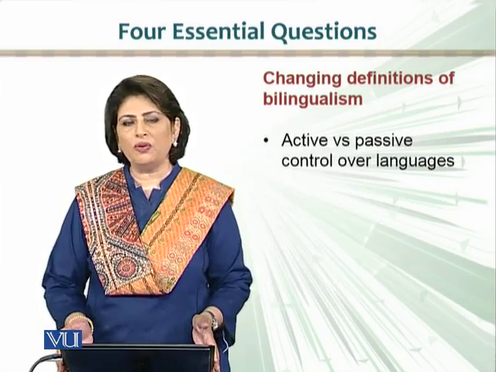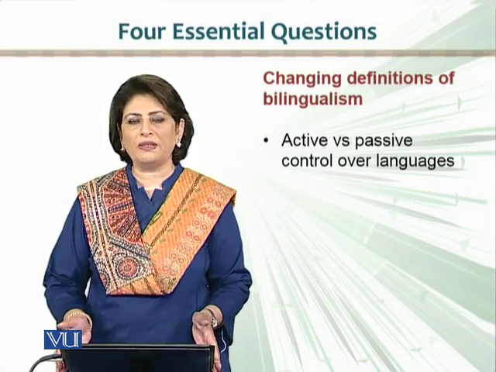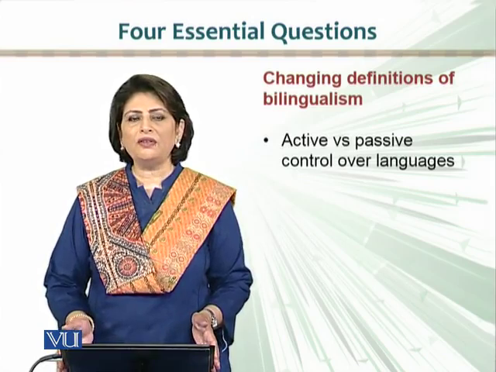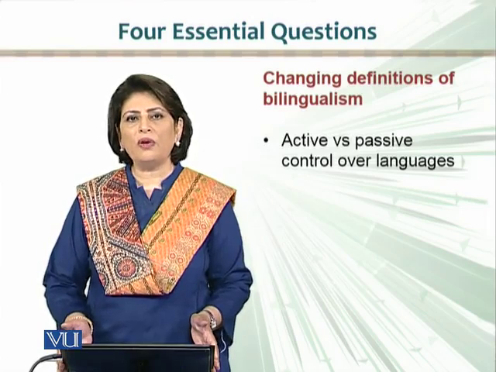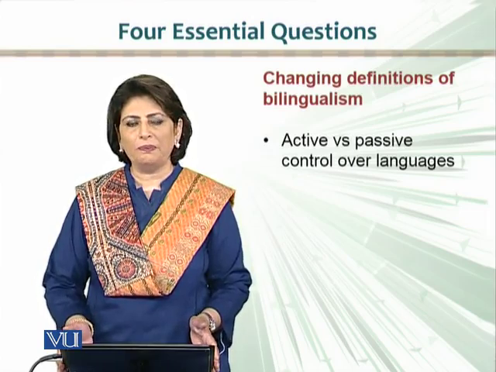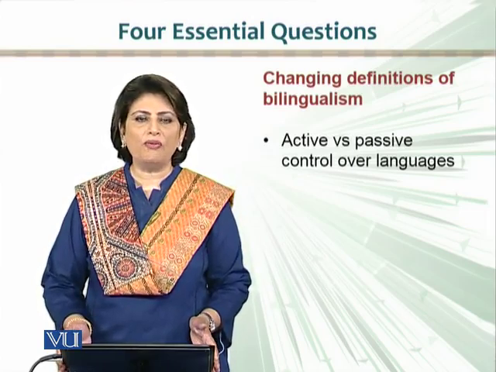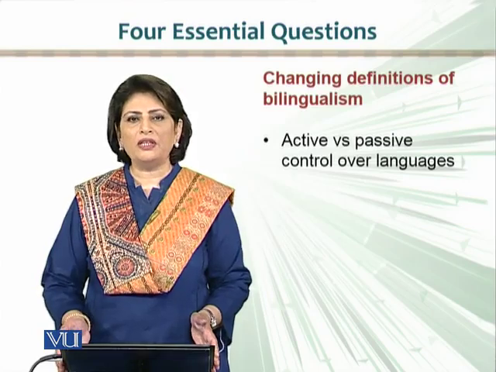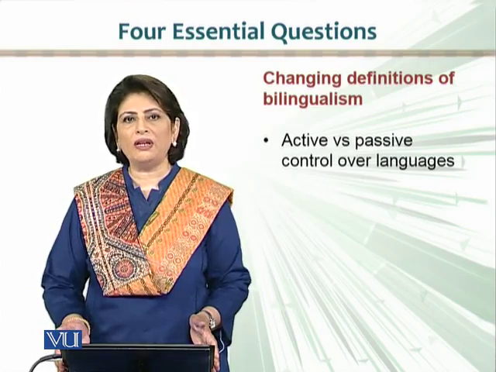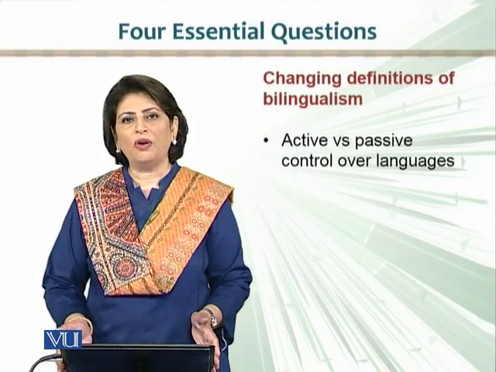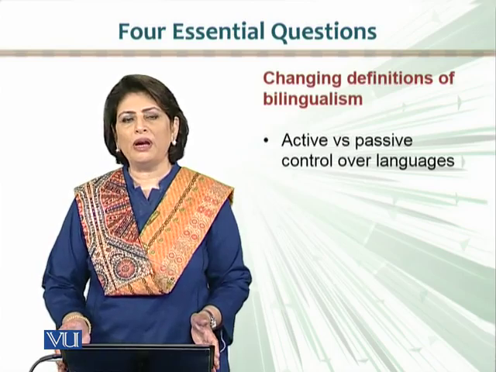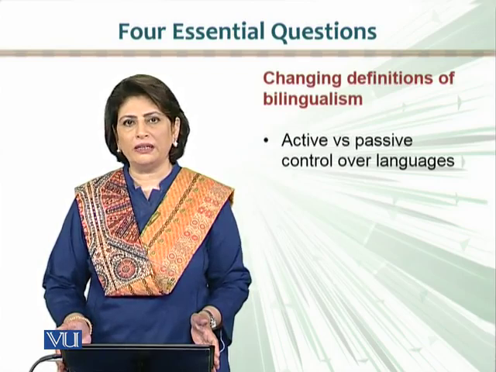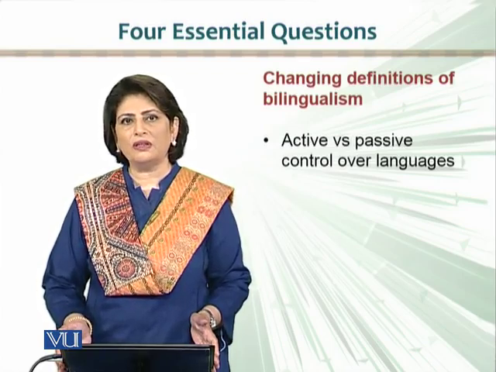You might like to know what we mean by active or passive control over languages. Active control is a control whereby you can actually speak and also write and also understand the language very well. When you have a passive control over a language, that would mean you might not be able to speak and write so well in that language. However, you can listen and understand, and you might also be able to read that language with comprehension to a certain degree.